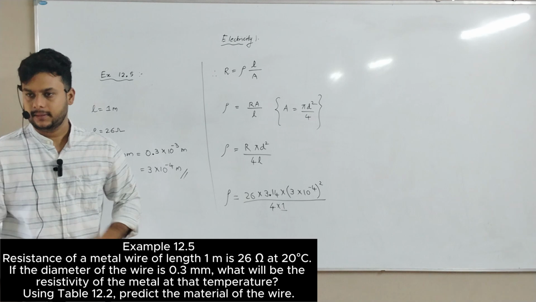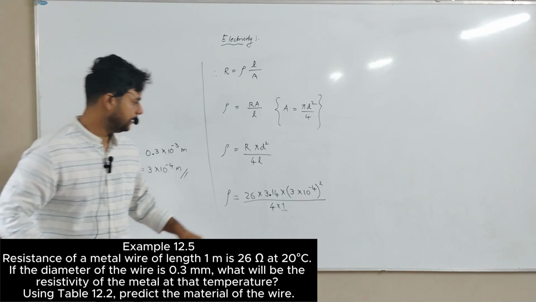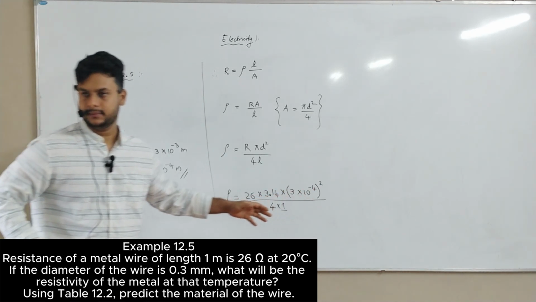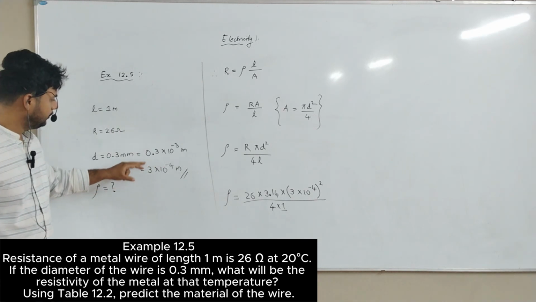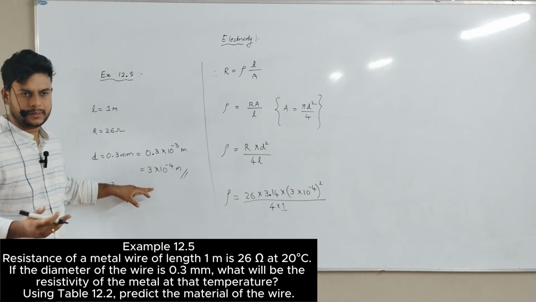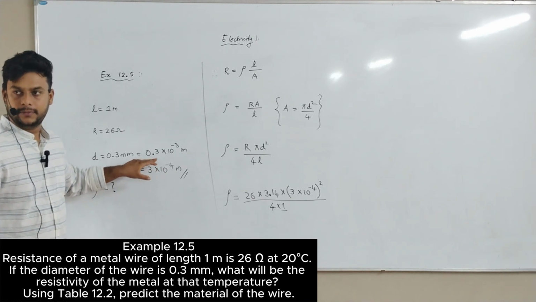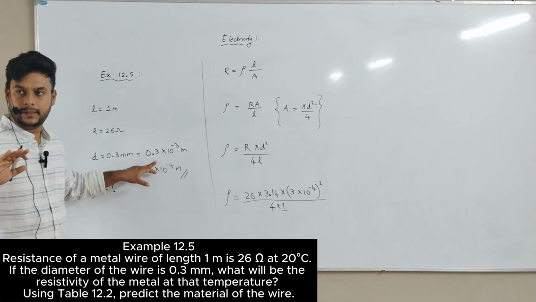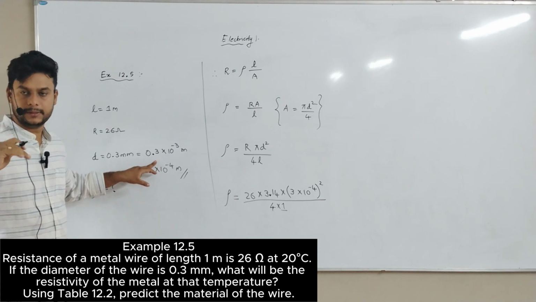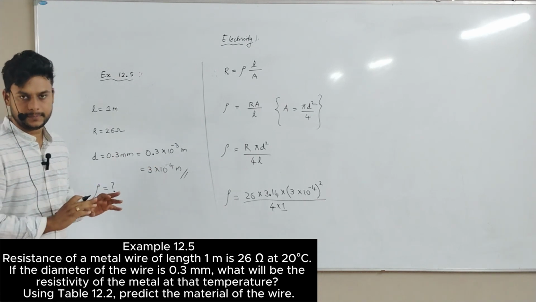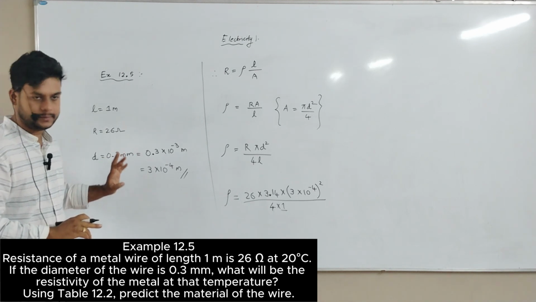Understood? I thought if I take 10 power minus 3, I will also get the answer. See, the values are the same, 0.33 in both. But if you do this, you will get the textbook answer. If you do it the other way, it is also a correct answer, but you will not get the textbook answer. To get your textbook answer, we should do this. Okay?